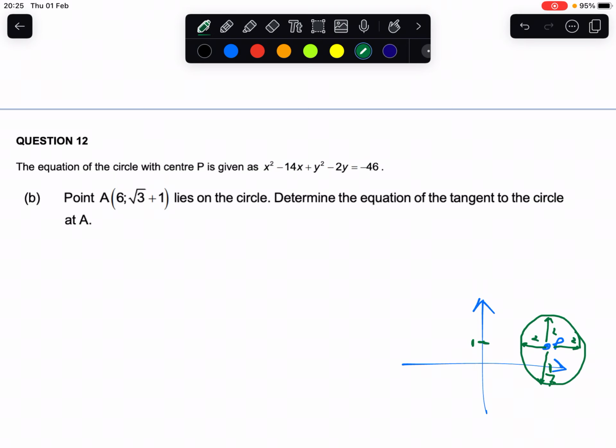Okay, and then we've got this point 6 and root 3 plus 1. So that's going to be somewhere here, right? Because our center is at 7, 1. So, right, our tangent is going to be something like that. Potentially. Okay, so I'm kind of expecting something with a positive gradient.